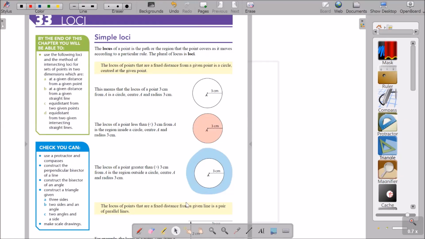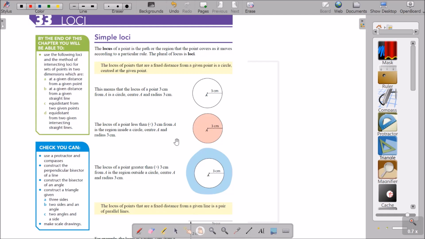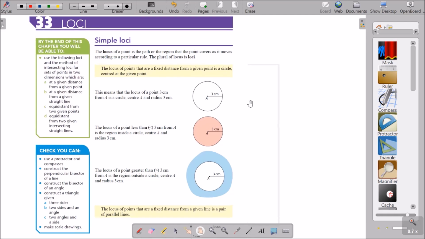Today we are looking at this topic, loci or locus. Locus is the singular. Loci is the plural, which means many locus. So let's define locus. The locus of a point is the path or region that the point covers as it moves according to a particular rule. The plural of locus is loci.